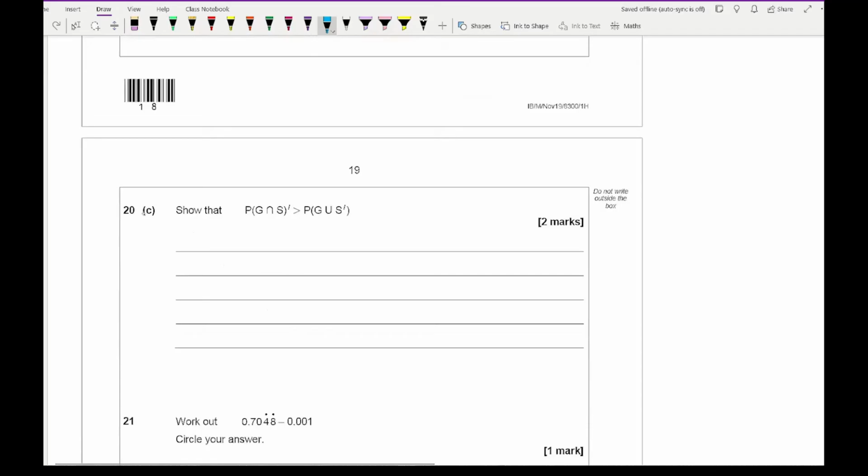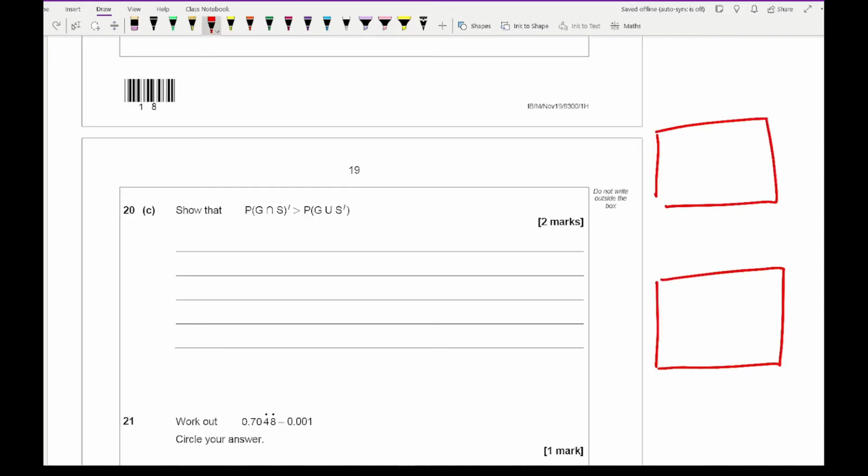Then looking at C, it's to show that the probability of a garage and not having a garage or a shed is greater than the probability of having a garage or not a shed. Now for this, what you need to do is just draw 2 separate Venn diagrams, and we'll relate it to the actual question of what this actually means. So here we've got G and S, and G and S.